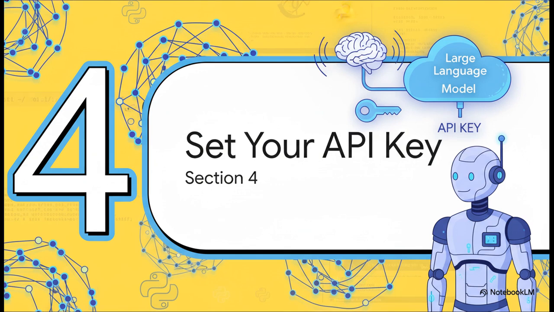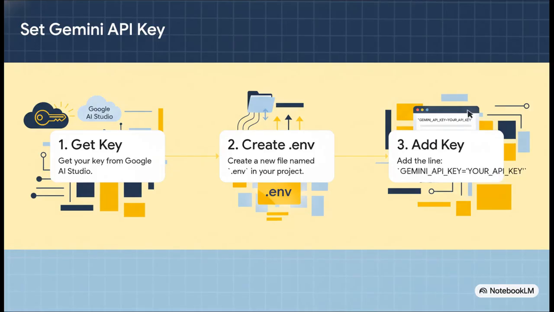Okay, so our agent has a body, it has a basic skill, but it doesn't have a brain yet. It can't think. To do that, it needs to connect to a powerful language model. And that means we need to give it an API key. This is just a simple 3-step process.